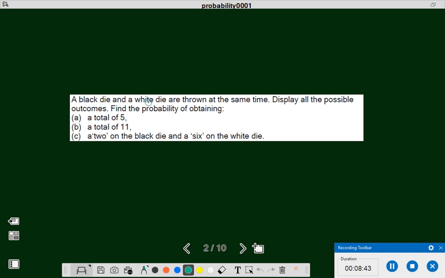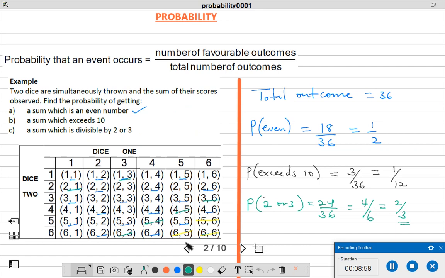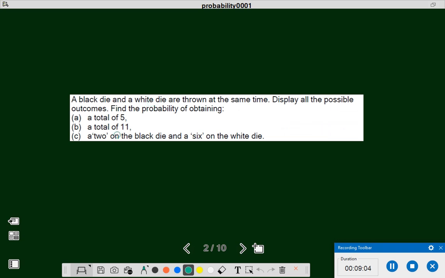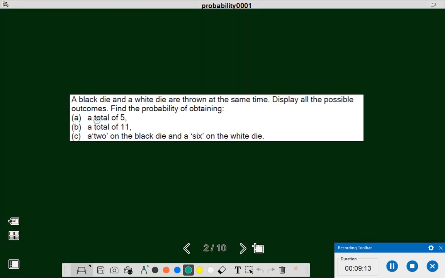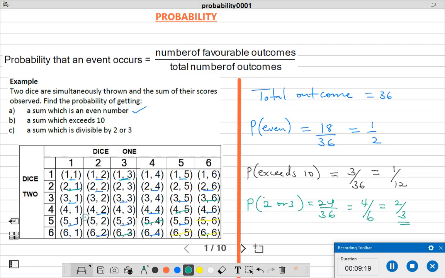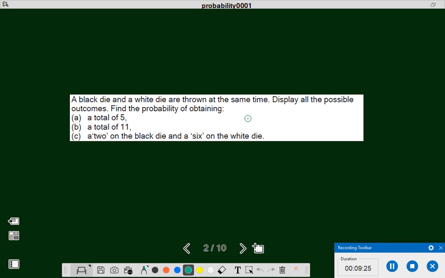A black die and a white die are thrown at the same time. Display the possible outcomes. Find the probability of obtaining a total of 5, a total of 11, a 2 on the black die and a 6 on the white die. So that is the number. Draw, making one die black and one die of the other color, which is white. Then you formulate the sample space just like here. After that, you have to find the probability when you have a total of 5. For example, when you have 1 and 4, there is a 4 and 1, there is a 3 and 2, so you find that probability. Total of 11, the same.